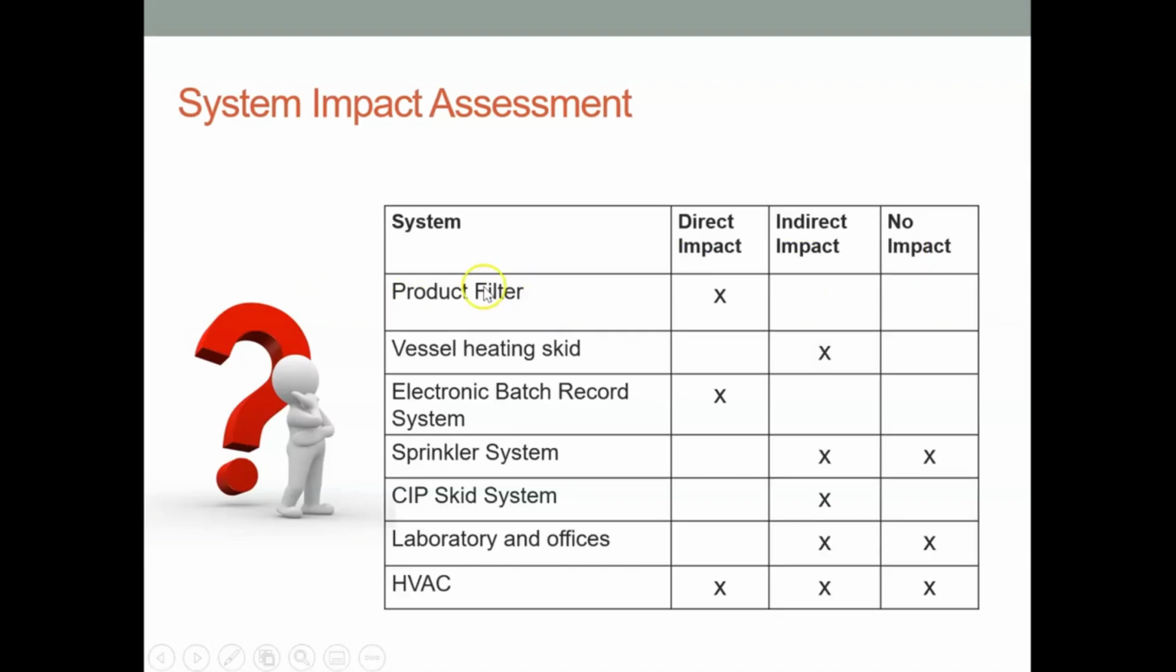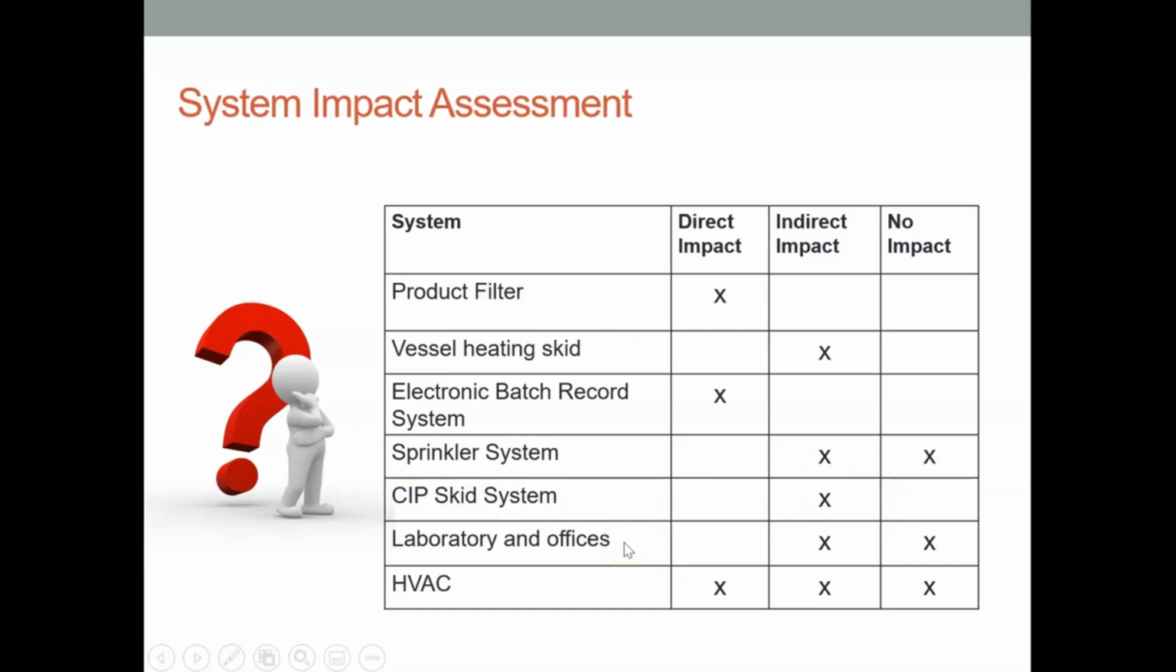Okay, so a product filter is straightforward. That's obviously going to have direct impact. Vessel heating skid will have an indirect impact because it's heating and cooling the product. Your electronic batch record is a direct impact. Your sprinkler system, depending on where it is, could be direct or indirect impact. Your CIP skid, clean in place skid, is an indirect impact. Could also be direct impact depending on where it is.